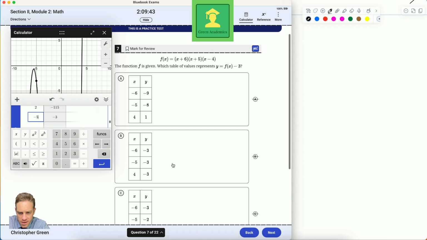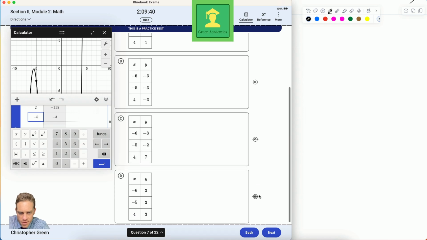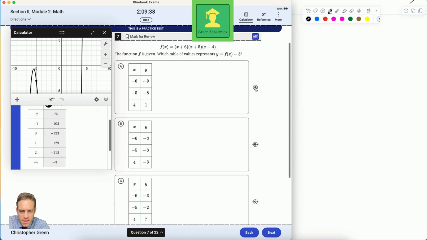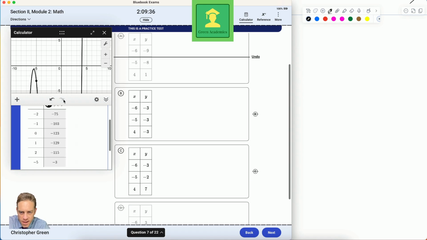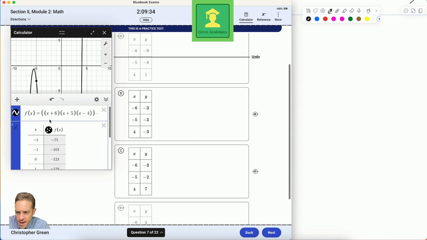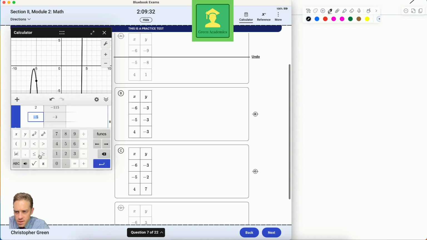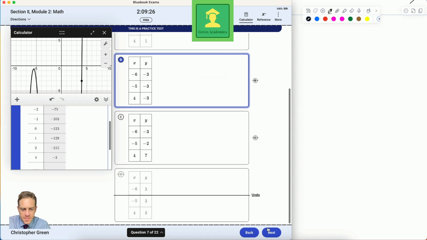It looks like it's b as in boy, right? -6 is -3, so this is gone, and this is gone, and -5 is also -3, sure. And then 4 is -3, sure, which is b as in boy.